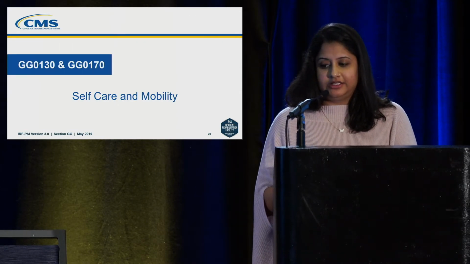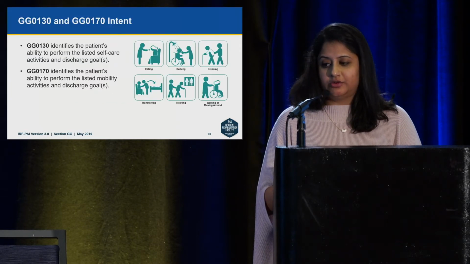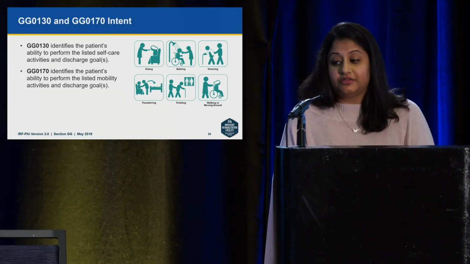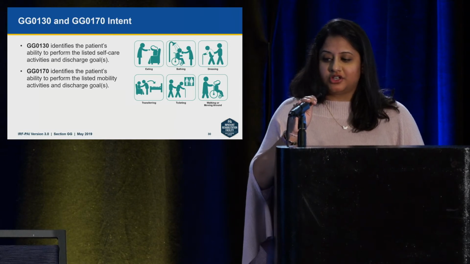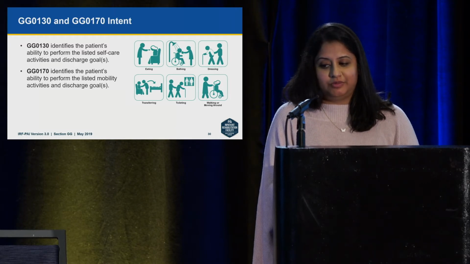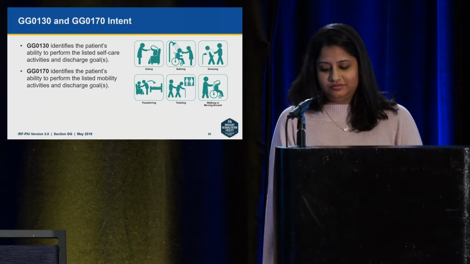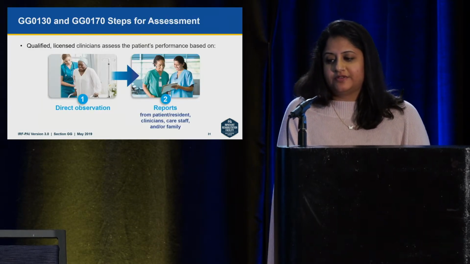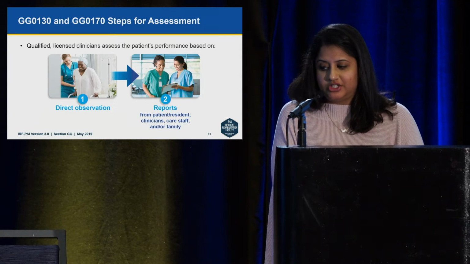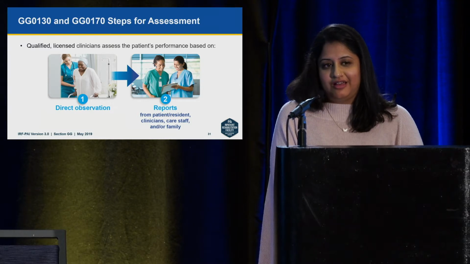Okay, so now we're going to get into GG0130 and GG0170. So starting off with GG0130, it identifies the patient's ability to perform the listed self-care and activity. GG0170 identifies the patient's ability to perform the listed mobility activities and discharge goals. The steps for assessment: qualified licensed clinicians assess the patient's performance based on direct observation and then reports from the patient, it says resident here too, but also clinicians, care staff, and or family.